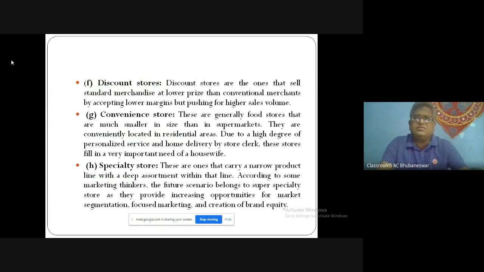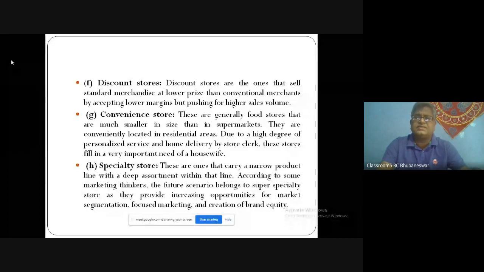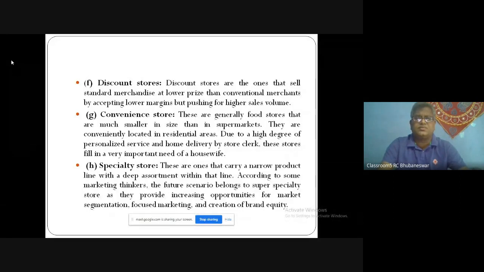And some discount stores are there. A discount store sells one type of standardized product, like Brand Factory. Discount stores also offer discounts. A convenience store is there. Convenience store means a store smaller than the supermarket, where products are sold in a residential area.